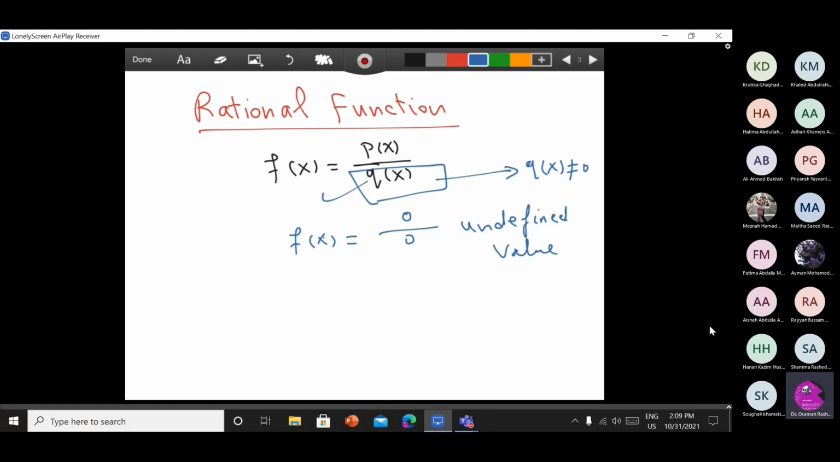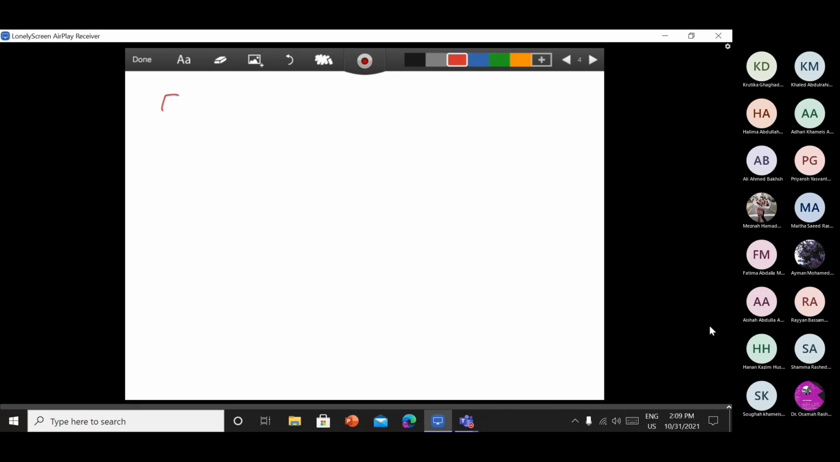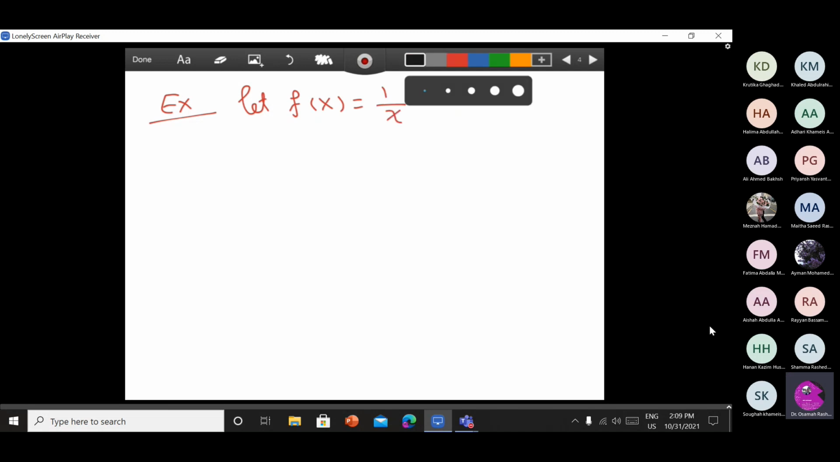Let's start with this one, right? If you have, for example, f of x equal to 1 over x, and you would like to know the behavior of the function when x tends to infinity, you are going to write the limit when x tends to positive infinity of 1 over x. This shows you the behavior of 1 over x when x becomes so big, right?